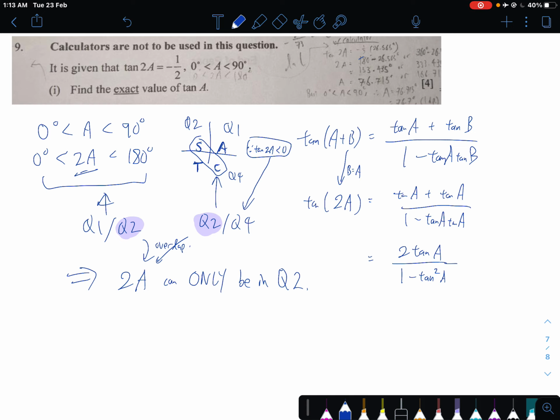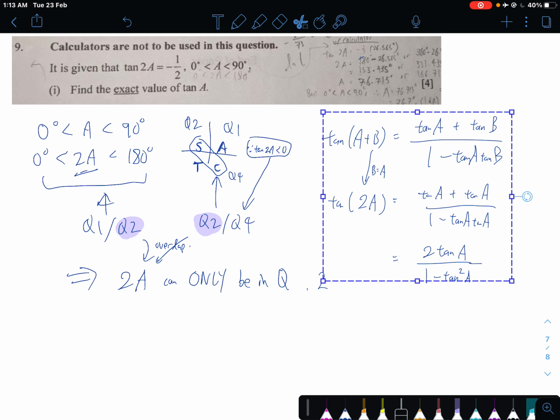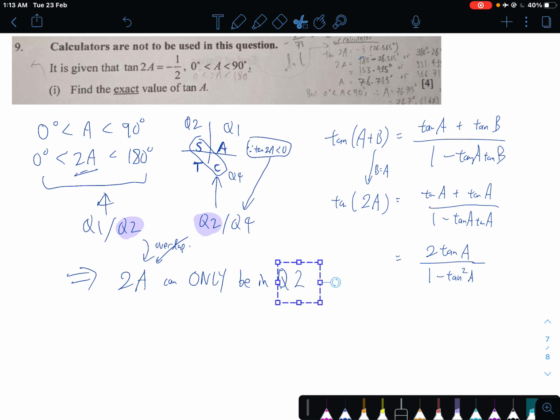But anyways, what I need you to know before you even begin is that there is an identity regarding tangent of A plus B. Tangent of A plus B is really just tan A plus tan B, all divided by 1 minus tan A tan B. So this is the identity. Of course, there's an equivalent for the minus sign, but it's not relevant to the discussion yet.